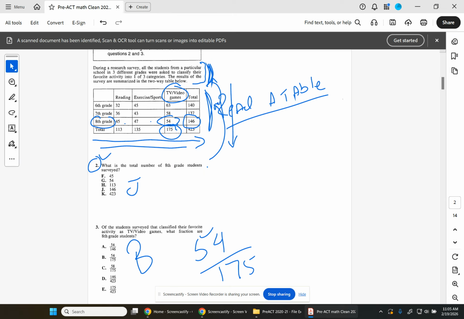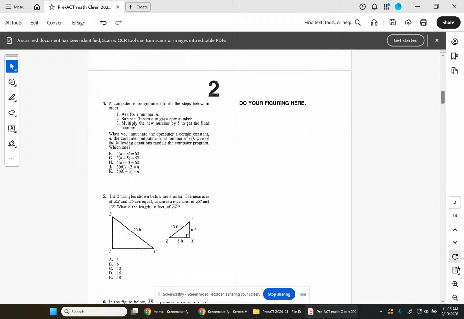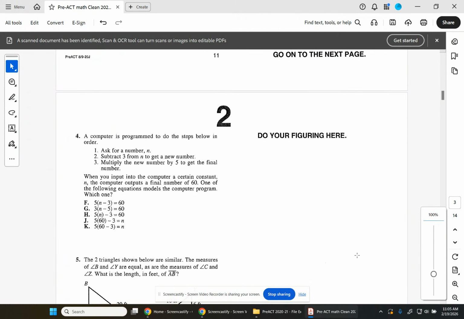You should never overthink this. I don't know how else to say it. Don't make it hard. Let's get in here and look at number 4. Let's blow it up a little bit so we can see a little bit better. 4 is basically just asking you how to write an equation. I'm sorry, that went away. That's all this is, how to write an equation.